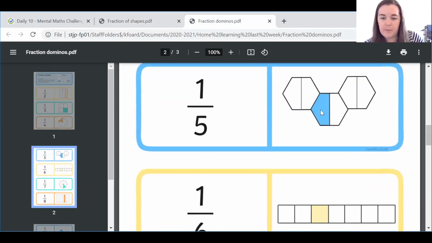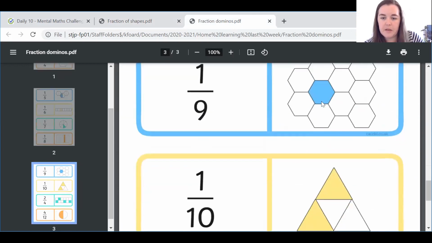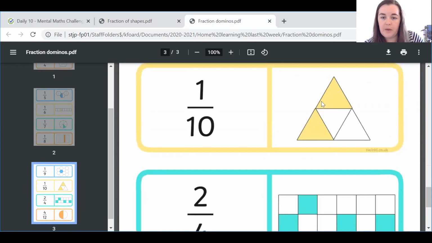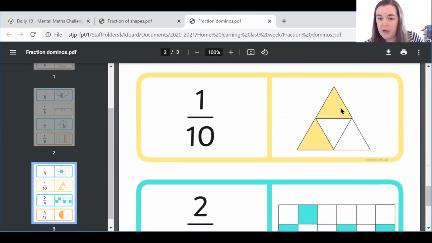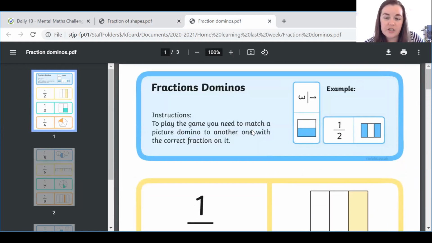So let me scroll down and find what a half would look like on here. That would be half, wouldn't it? Because there's 4 parts and 2 of them are shaded. So that would be a half. So you can make your own representations for the fractions.